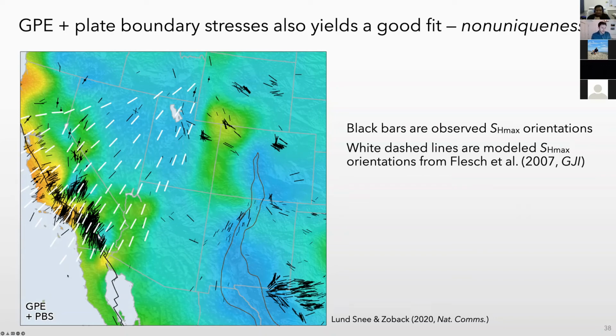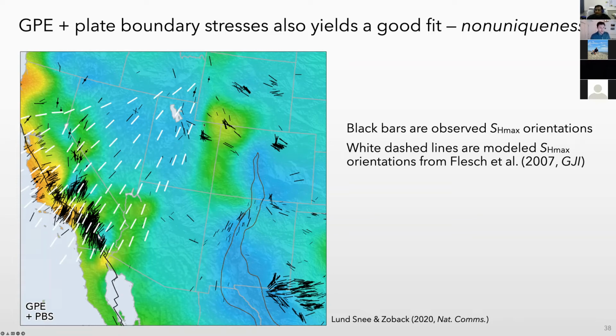And this is another one by the same group from earlier, Lucy, Flesch, and others. Here they're accounting for different factors, gravitational potential energy and plate boundary stresses, not basal tractions. You can see that there's some non-uniqueness between these parameters because they also get a nice fit for SH max orientations here in the western parts of the US. I should note that the plate boundary tractions are those applied across the San Andreas plate boundary, which is shown by this black line here.